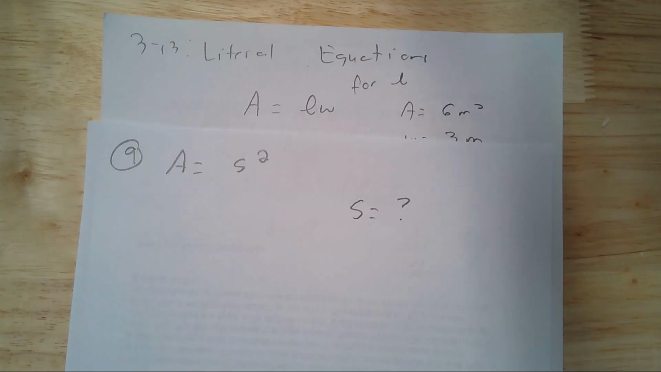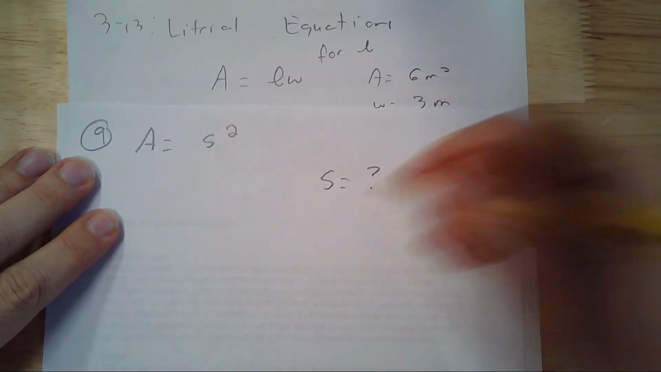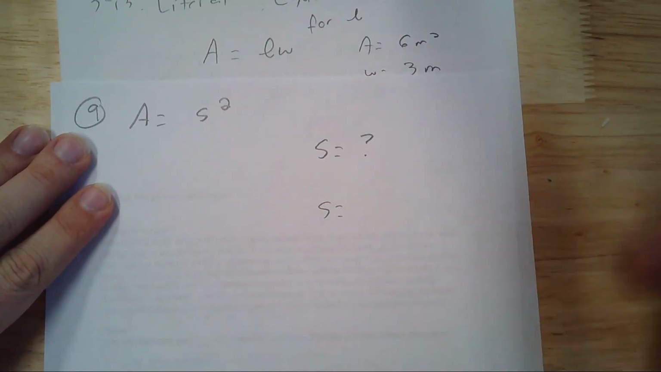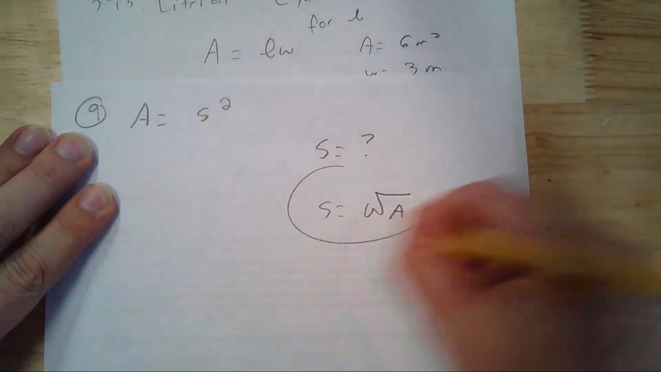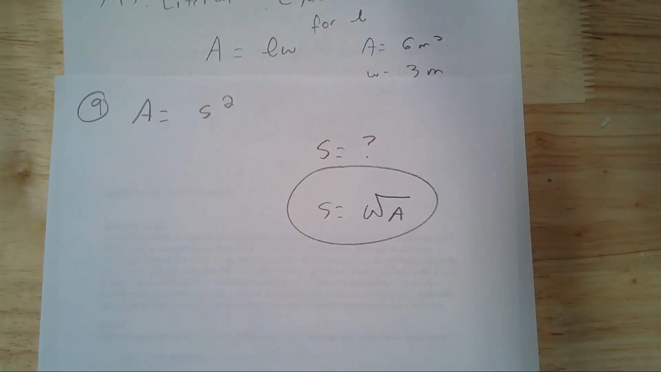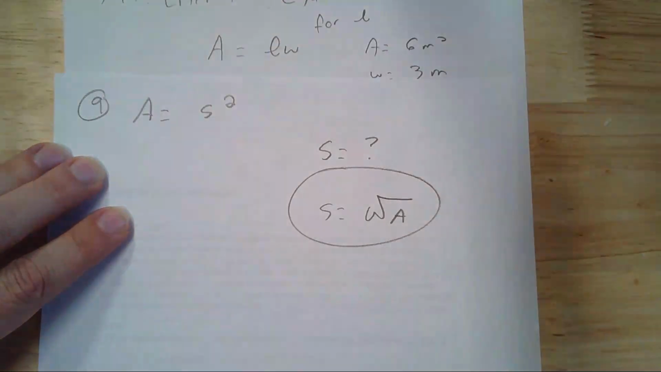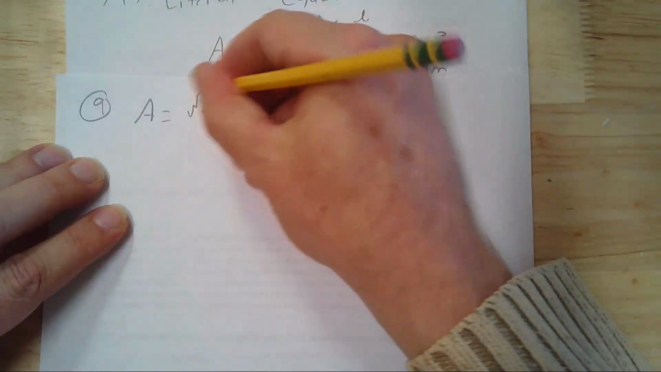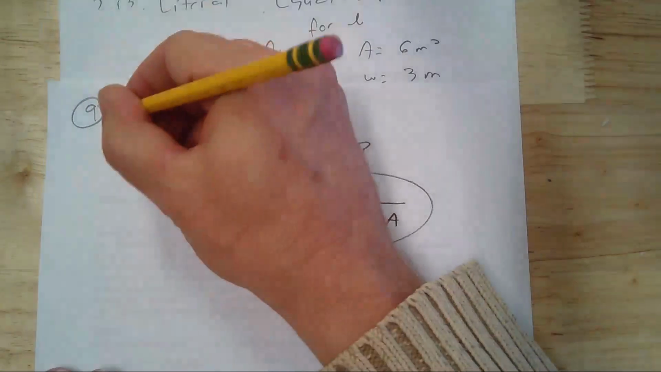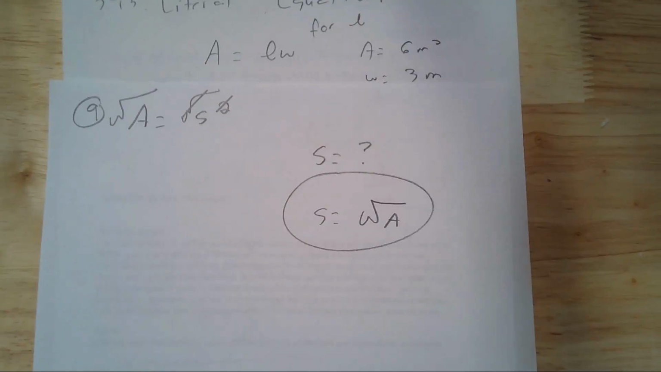Right, exactly. I'm solving for S, not S squared. How do I undo that? Root it. Right, so if I square root both sides, what does S equal? A. There's my answer. All I did was square root this, square root that, because the square root cancels this out, and then whatever I do to one side, I got to do the same thing to the other.